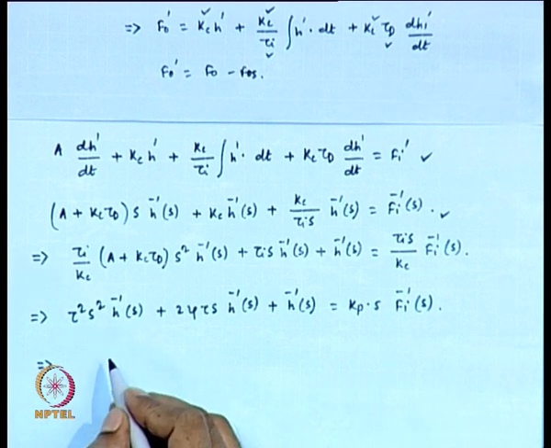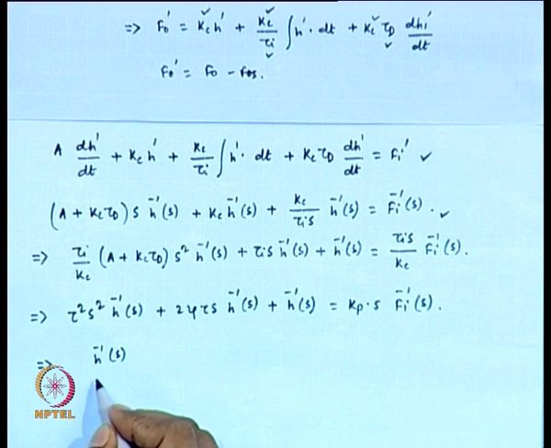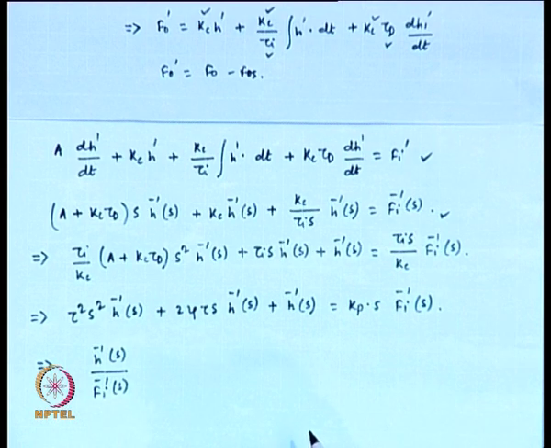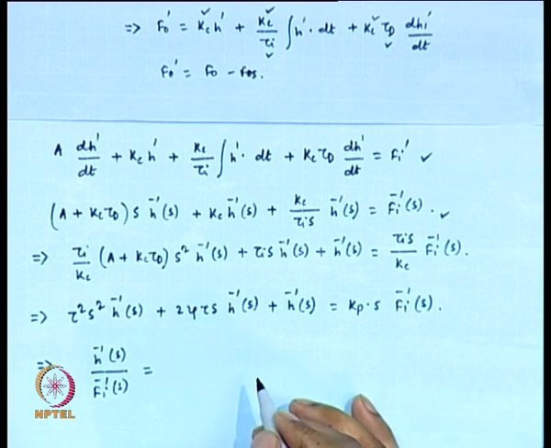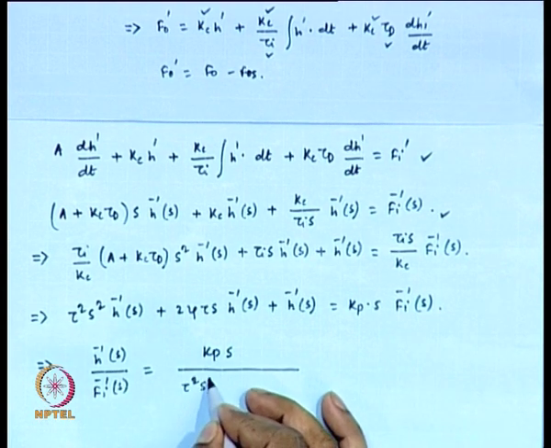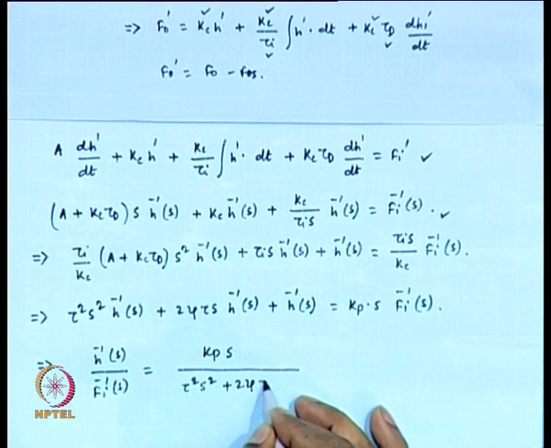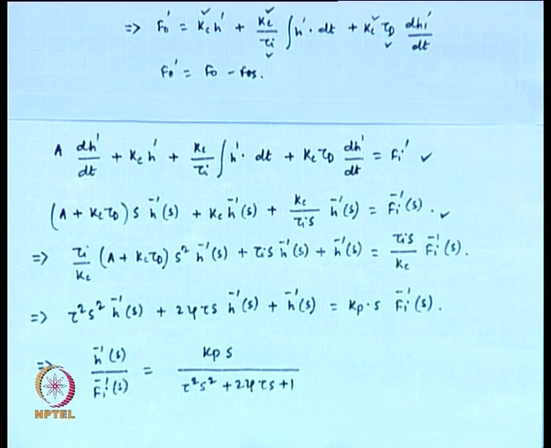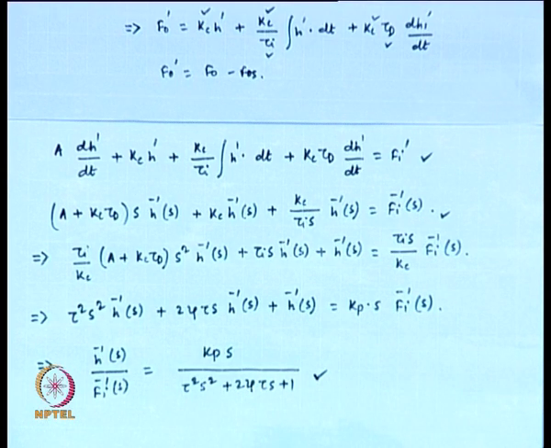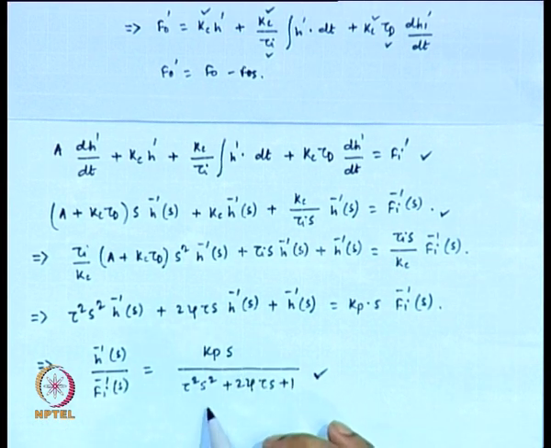So, the transfer function can be represented by h bar prime s divided by f I bar prime s equals Kps divided by tau square s square plus 2 zeta tau s plus 1. The transfer function yields this form: h bar prime s divided by f I bar prime s equals Kps divided by tau square s square plus 2 zeta tau s plus 1.